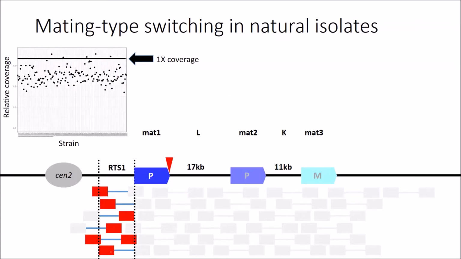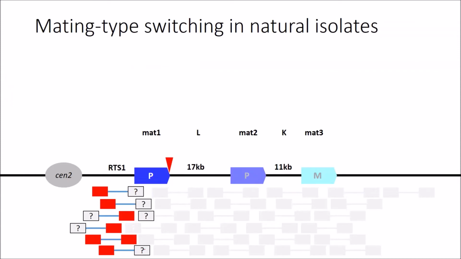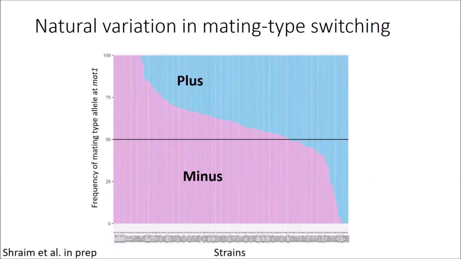We just look at which reads are mapping in this region. We look at the pair and we ask ourselves, is it mapping to a plus, to a minus, or maybe to nothing? And then we just count how many of the reads are mapping to a plus or to a minus. As I said, we verified this using some PacBio long reads data, and the method seems to be good.